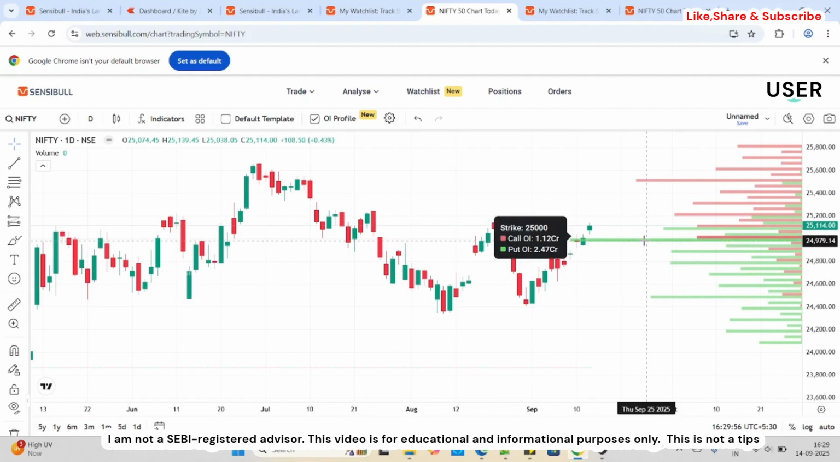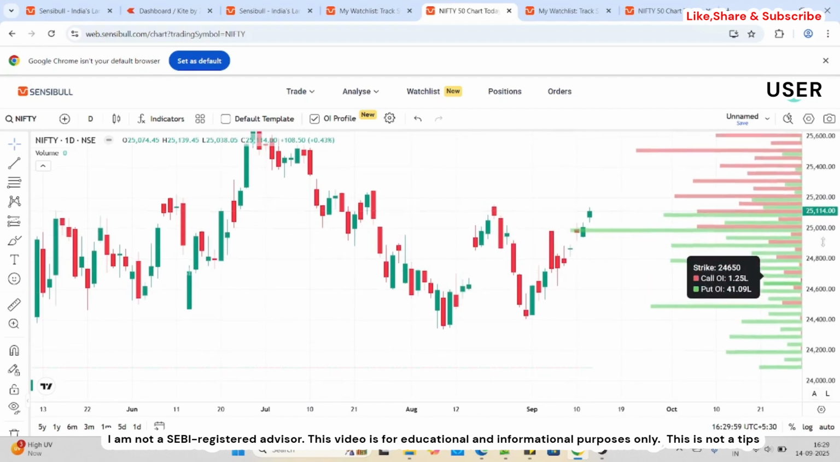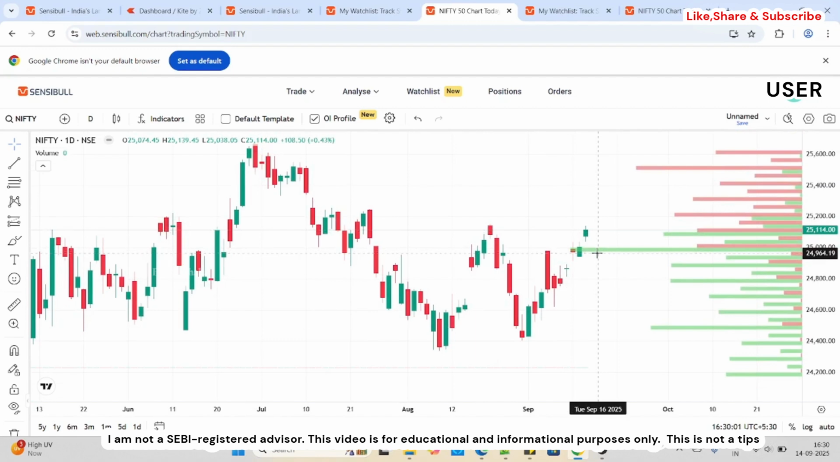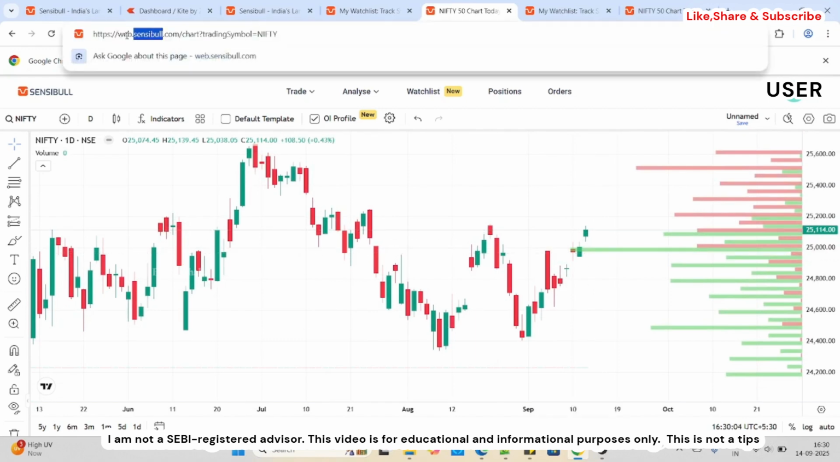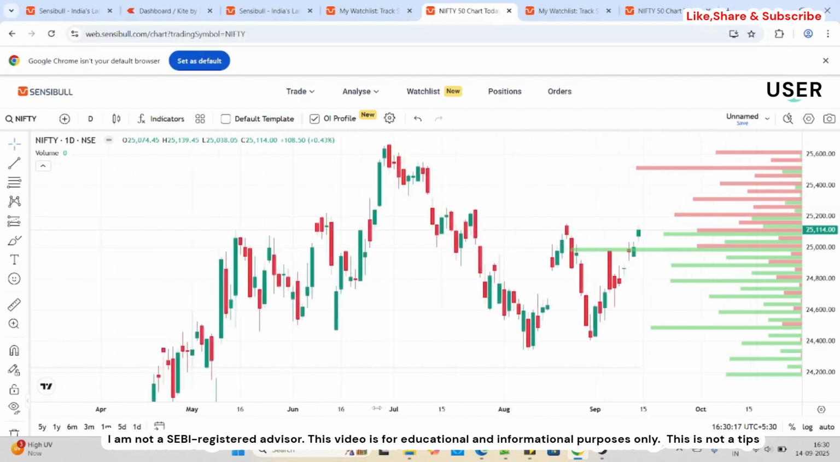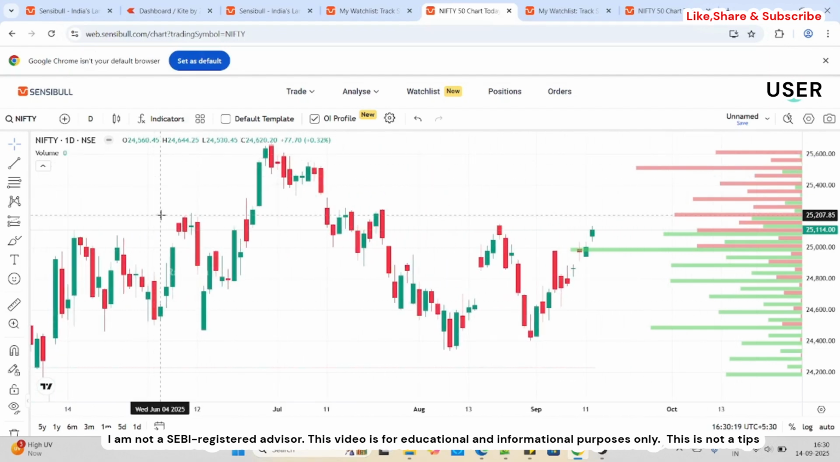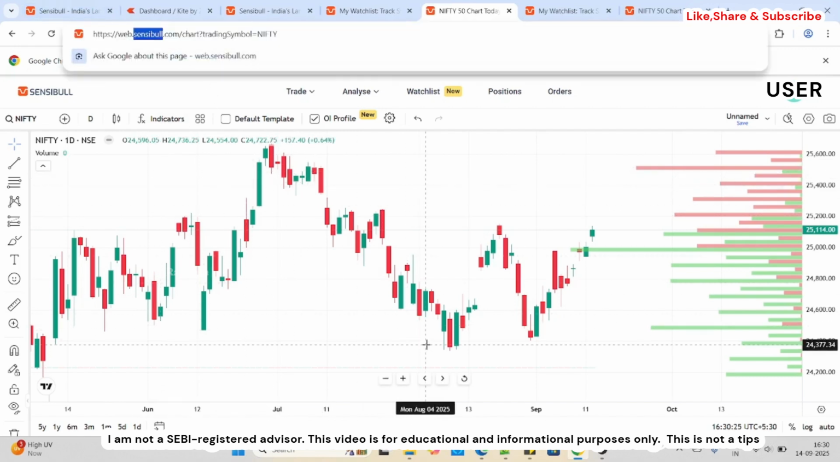This open interest profile is not live data. There will be some delay, a fraction of seconds I think. I heard there is a 30 to 40 second delay from the actual profile. If you want live data, then you need some other paid version, not in Sensibull but some other portal, you can check it out. But this is useful for traders as well, if you don't need 100% live data.